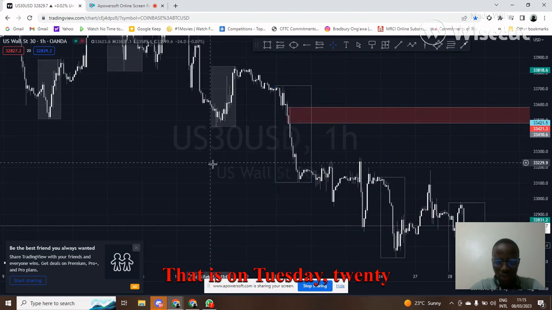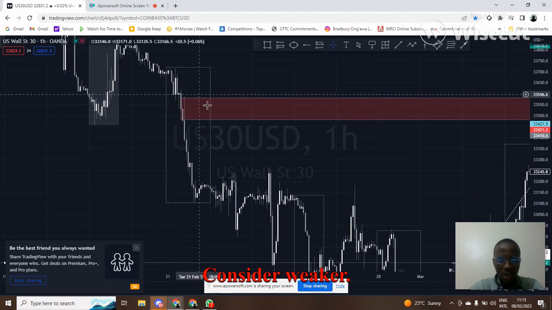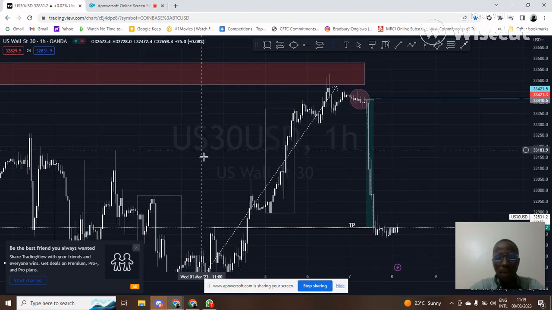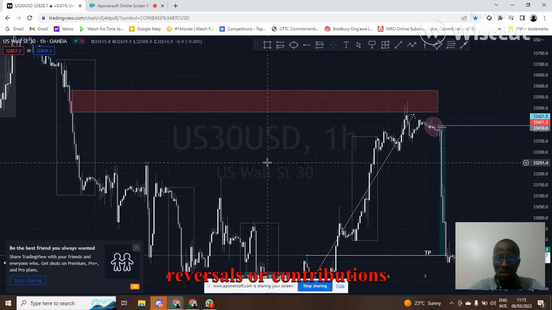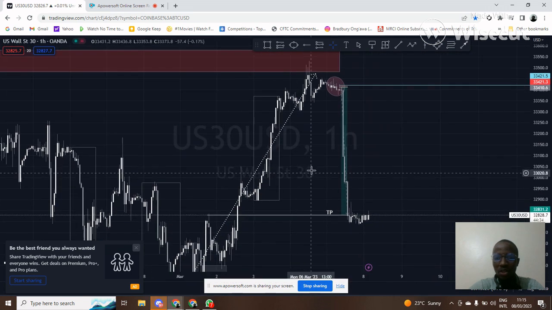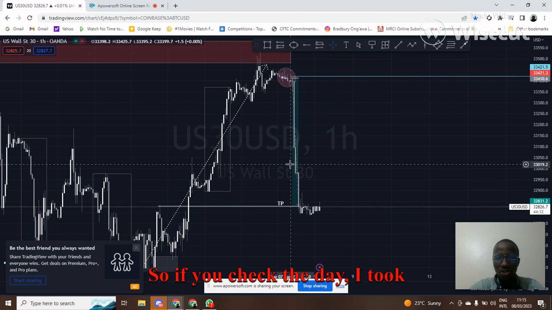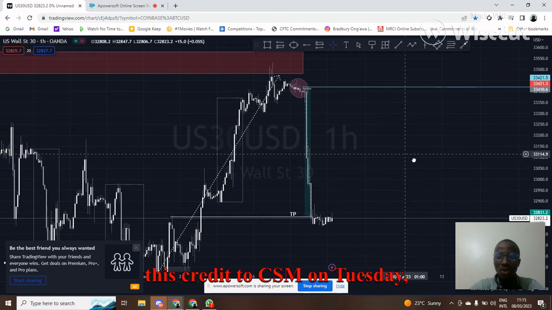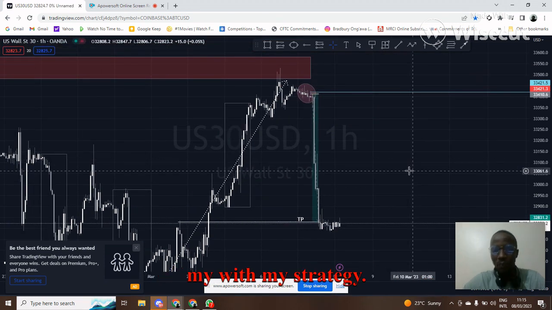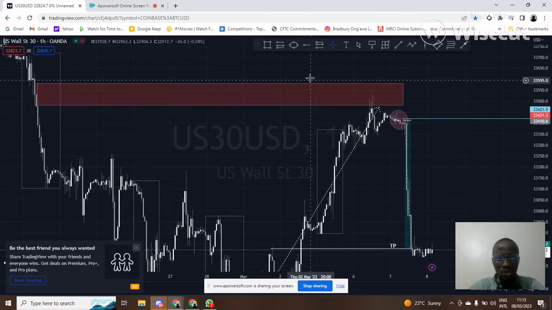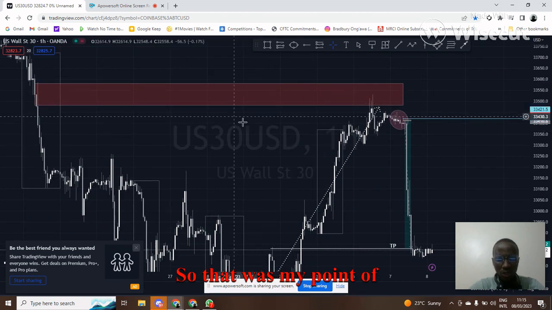That is on Tuesday 21st. You can see the week here. Again, as per my strategy, I expect to see reversals or continuations on Tuesday or Wednesday. So if you check the day I took this trade, it was yesterday on Tuesday, which perfectly aligned with my strategy. So that was my point of interest.